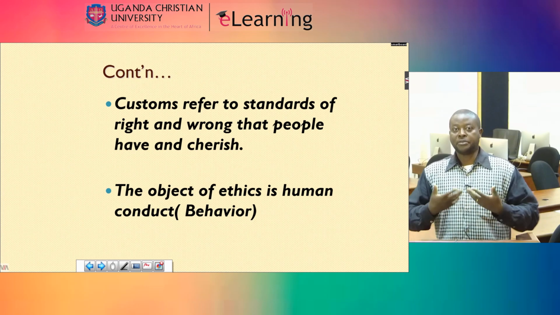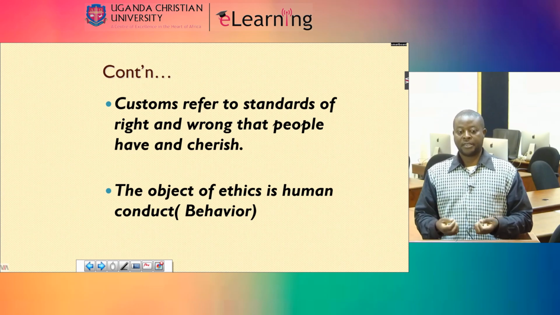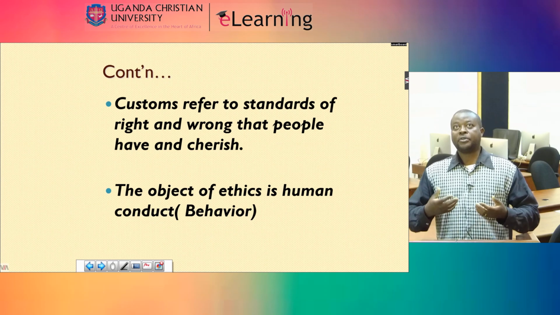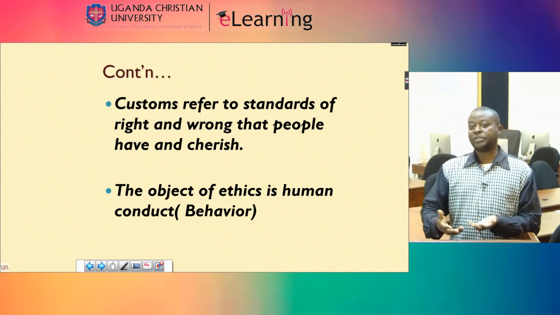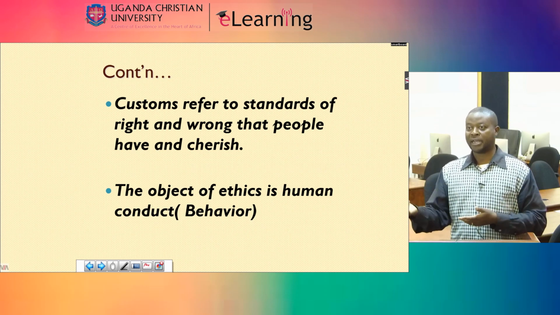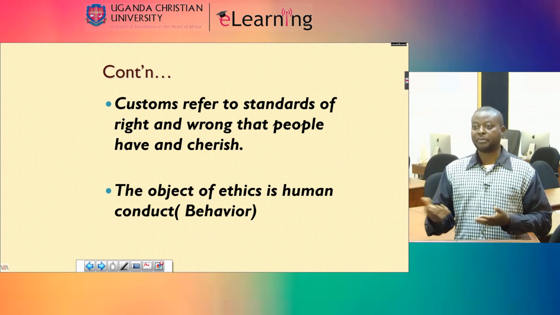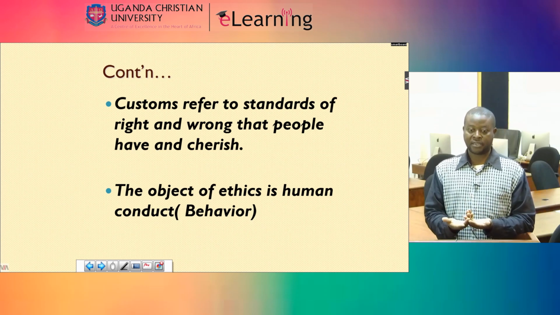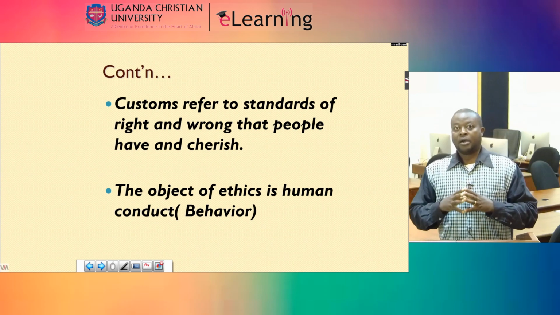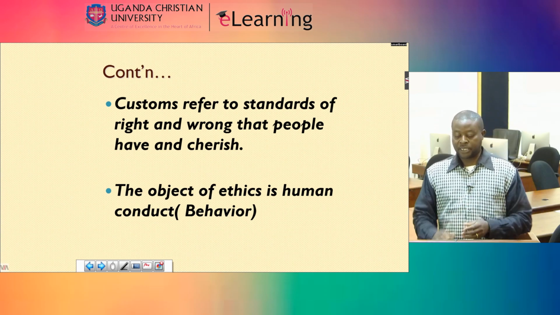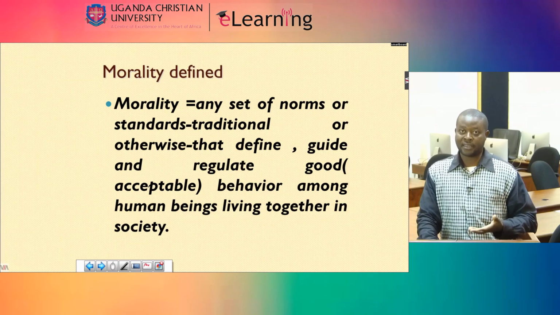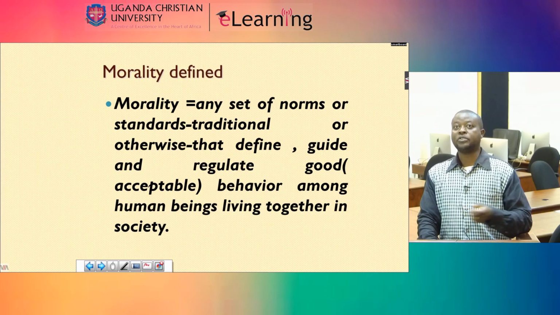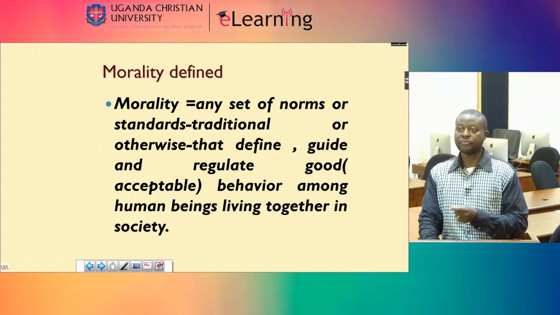So what do we use as a tool for determining whether what has been done is right or wrong? The object of ethics is human conduct. We observe human conduct, and you can tell that what I have done towards you is either good or bad, right or wrong, by observing my own behavior. Therefore, it is very important that we pay attention, especially in terms of how we relate with others, and that translates into our professionalism.